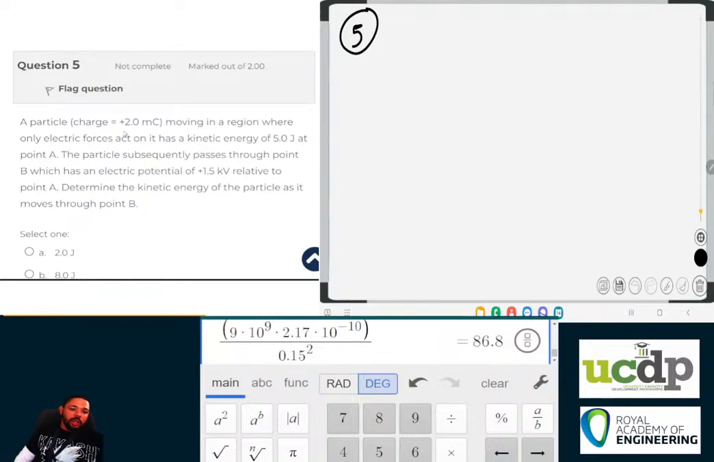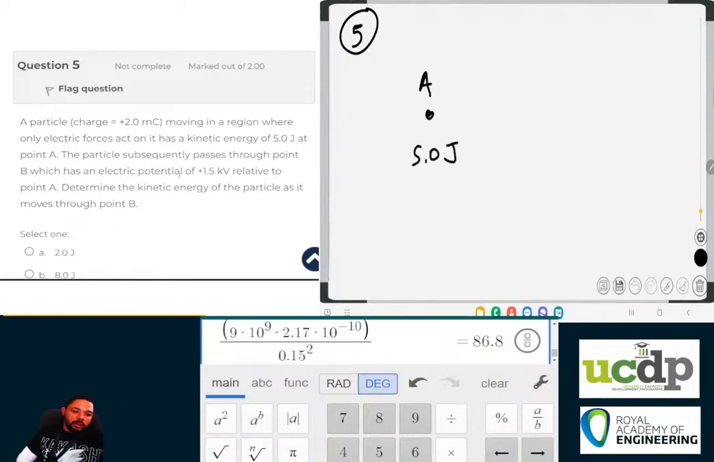Okay, now, question number 5. A particle with a charge of 2 microcoulombs is moving in a region where only electric forces act on it. Okay, so it's moving in a region where only electric forces act on it, and it has a kinetic energy of 5 joules at point A. So let's say this is point A, and this charge has a kinetic energy of 5 joules at point A.